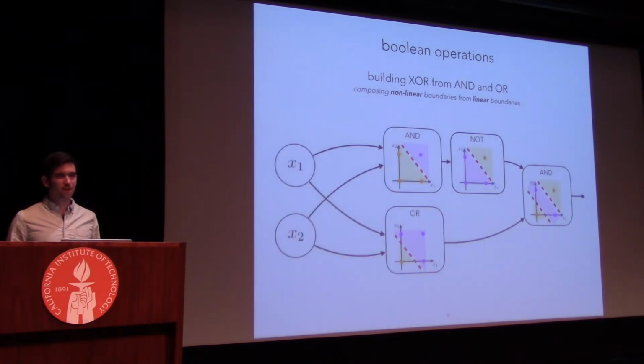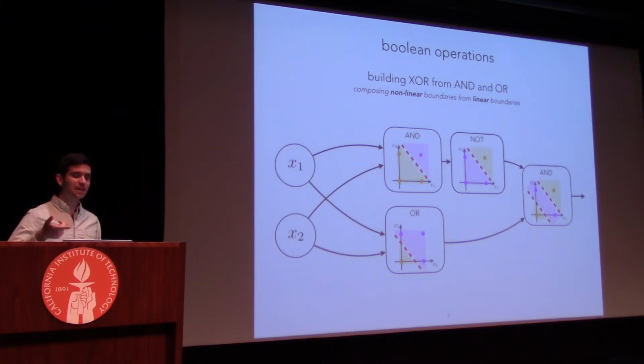So the entire procedure would look something like this, where first I'm going to take both of my inputs and feed them into an AND gate and into an OR gate. I'm going to negate the AND gate, and then I'm going to take an AND of both of those outputs. And that's going to give me an XOR. So we've taken these elementary linear decision boundaries and composed them in such a way that our output is now this nonlinear boundary where we have sectioned off the diagonal here.